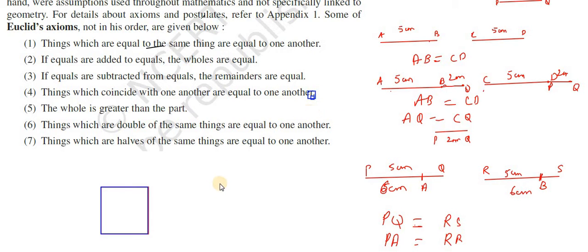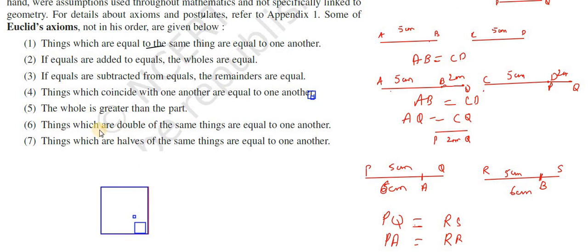Okay, next, the whole is greater than the part. So now here is a square. In the square, I'll take a small part. Then which is greater? The whole, the bigger one, is greater than the smaller one.